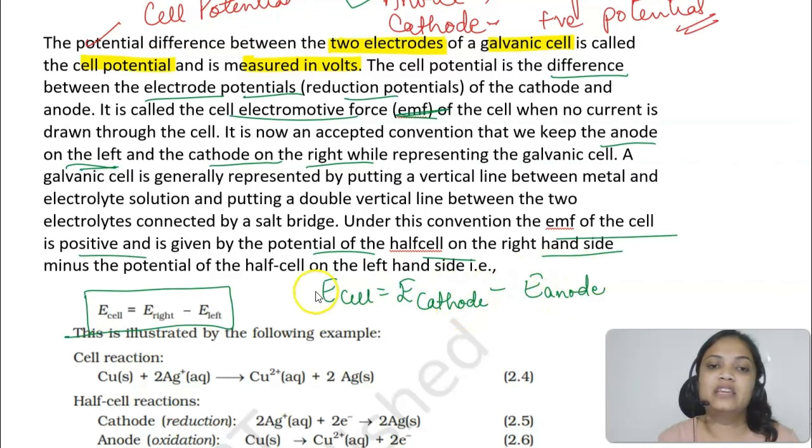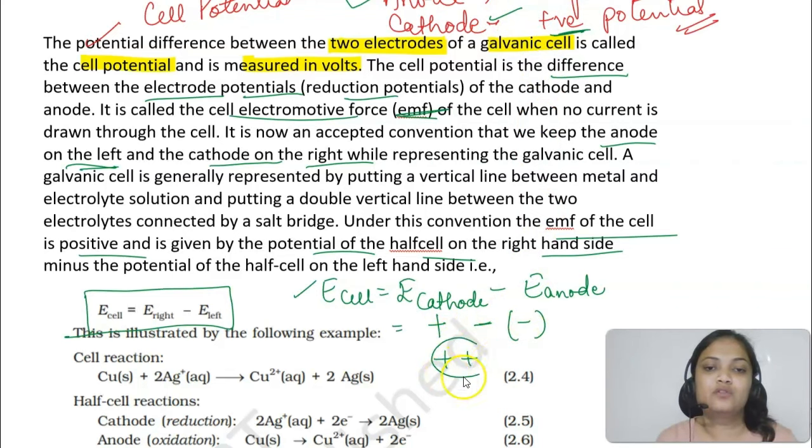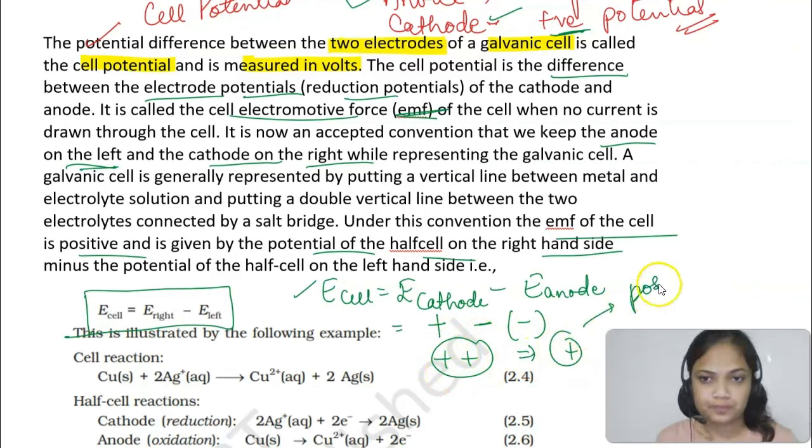So why are we saying that the EMF of the cell is positive? Because E cathode is always having a positive potential, so positive minus, and here the anode is having a negative potential, so minus minus will be plus. So ultimately your answer is going to be positive, right? So this is how EMF of the cell is calculated.